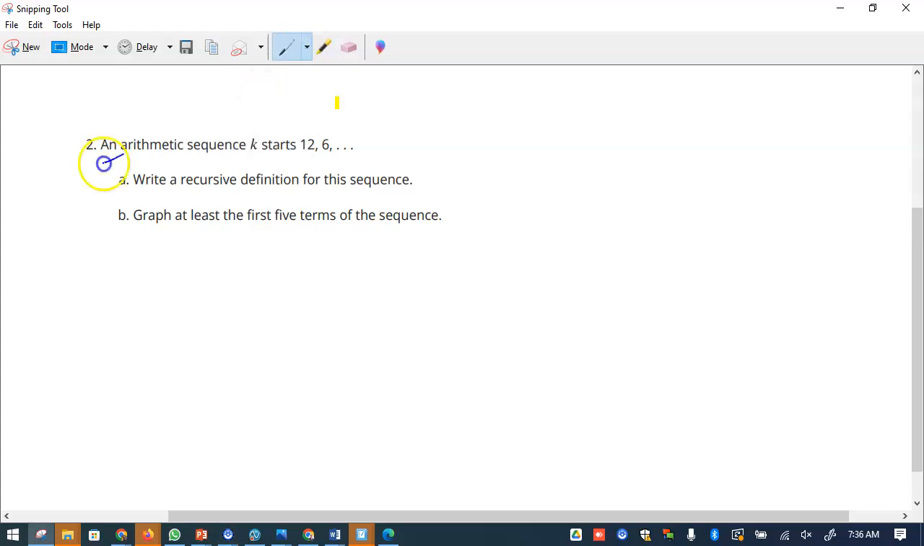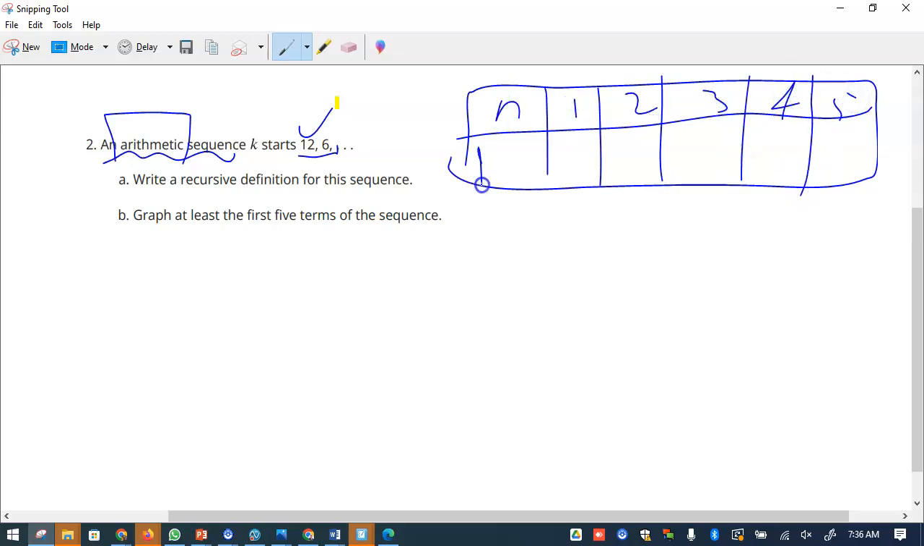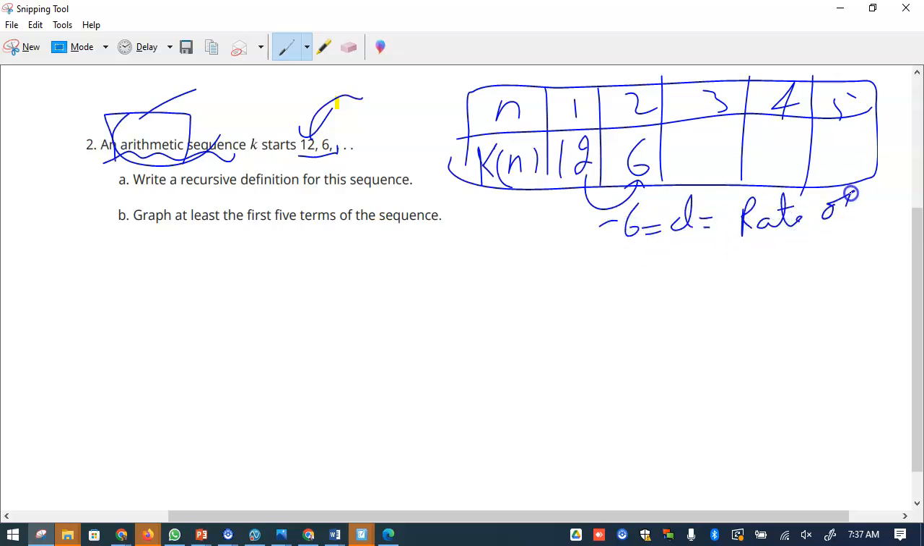This question is an arithmetic sequence. So this is already an arithmetic sequence, which starts with 12 and then 6. Because it is k, I can say 1, 2, 3, 4, 5, and 6. And this is k. The first one is given to you, this is 12, and the second one is 6. Because it is an arithmetic sequence, you only have to see how much goes down, and you can see it is minus 6. That's the rate of change, which is also called the common difference.